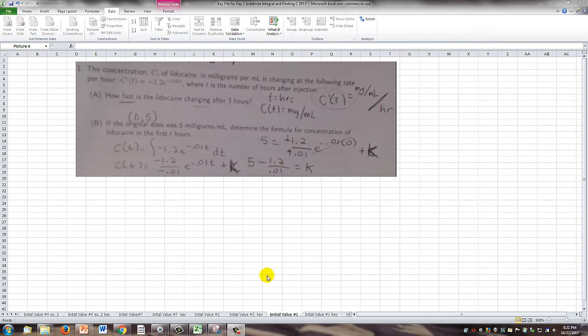Okay, the last one says the concentration C of lidocaine in milligrams per milliliter is changing at the following rate per hour. C prime of t equals negative 1.2 e to the negative 0.01 t, where t is the number of hours after injection. A says how fast is the lidocaine changing after 3 hours, and B says if the original dose was 5 milligrams per milliliter, determine the formula for concentration of lidocaine in the first t hours.